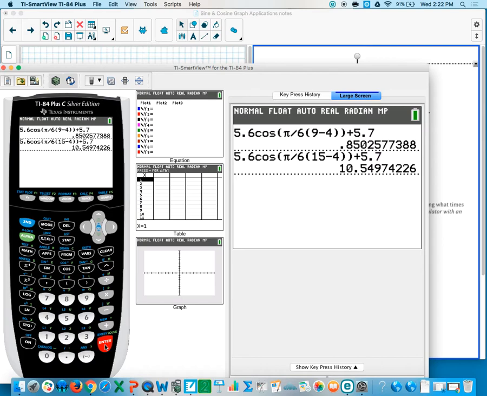One thing to notice with typing it in, I have a second set of parentheses. So you have to have another parentheses after the pi over 6 for the 9 minus 4 and the 15 minus 4. Make sure you close both of those so that it calculates the 5.7 with it correctly. All right, I'm going to round to 2 decimal places for my answers.